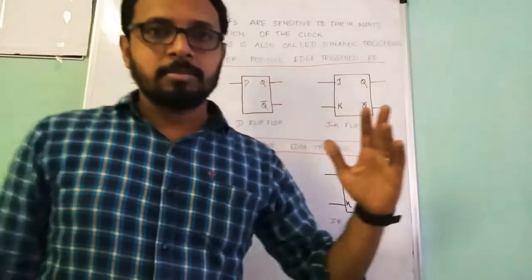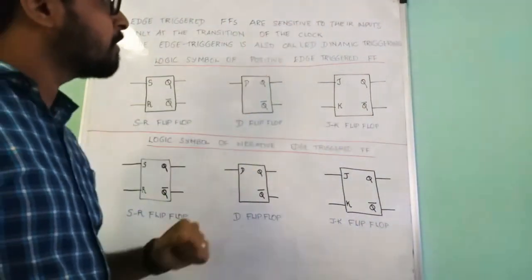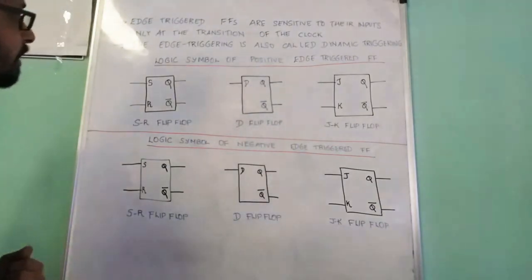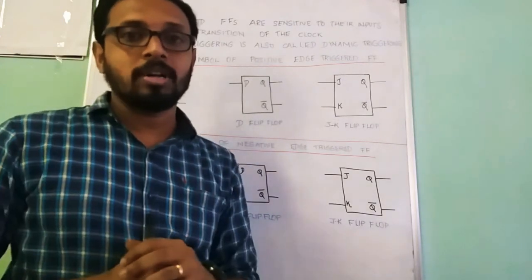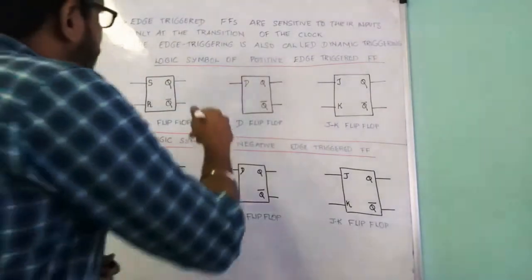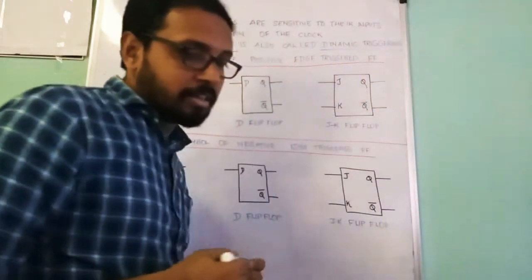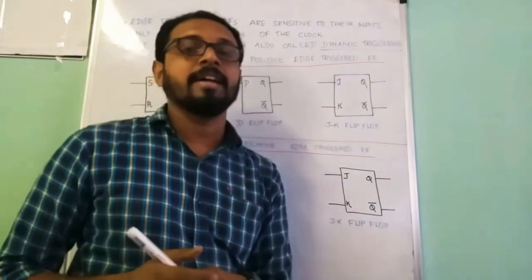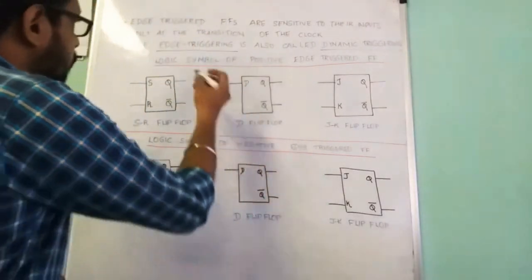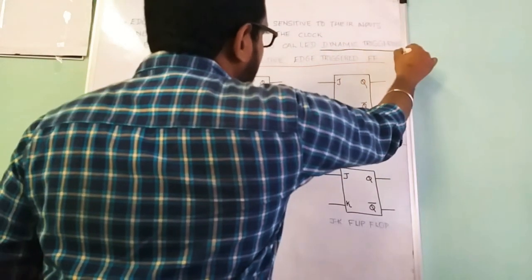As we have learned all the concepts of clock, we can say that edge triggered flip flops are sensitive to their inputs only at the transition of the clock. Also we need to understand that edge triggered flip flops are also called dynamic triggered flip flops. The edge triggering concept is also called dynamic triggering. If a question is asked to construct a dynamic triggered flip flop, it's the same as the edge triggered flip flop. This is the point: edge triggering is also called dynamic triggering.